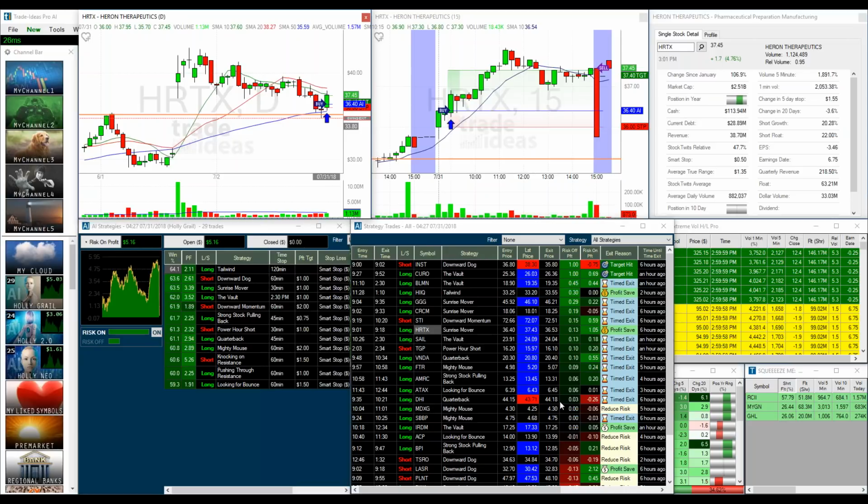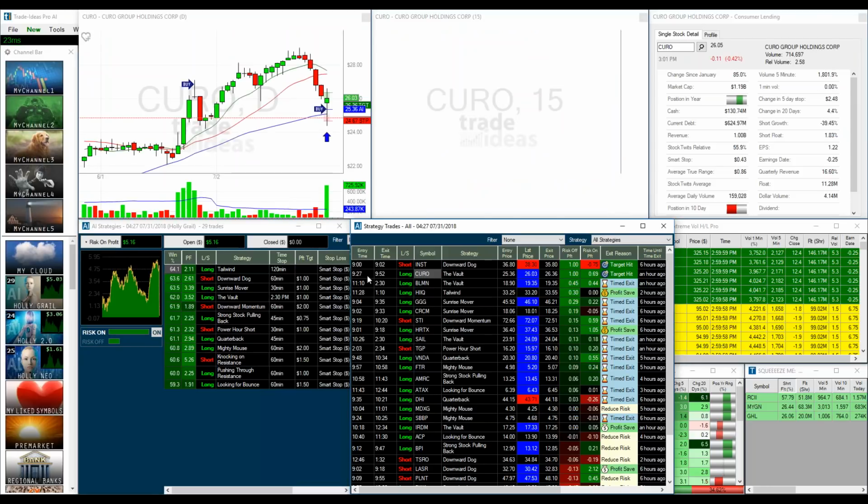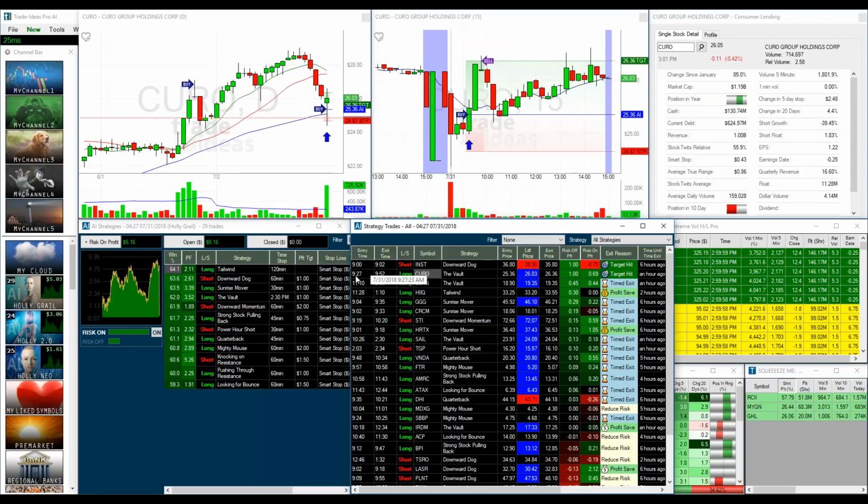So, a couple more here I really liked. The vault has been doing very well. Everybody is excited about the vault, and you can see here two of our top performers. I have risk off up right now, but look at this vault. This was one that went off about an hour after the open, right there. Once again, there's your buy signal. No pain. Target was hit for a $1 gain. That's a nice gain on a $25 stock.